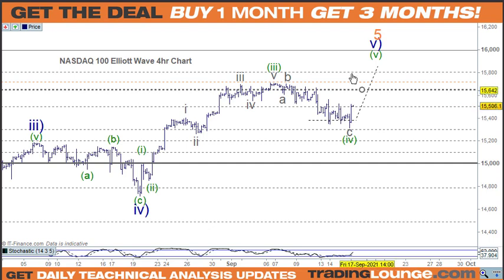So in this instance, we would just be looking for 5 waves to the upside, so 1 and 2 and 3 and 4 and 5. And as I mentioned, we're looking for the Equinox. There's a few other things happening around that date as well.